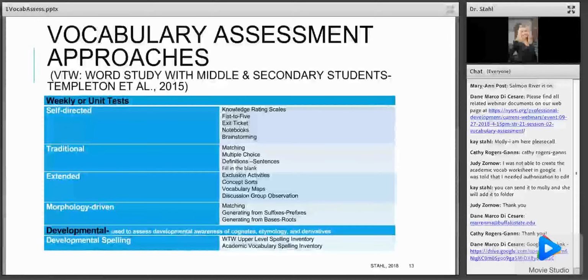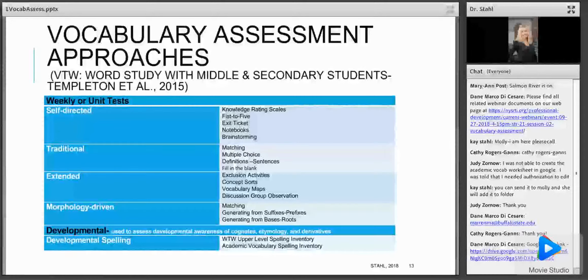All right, so we're going to do some self-directed assessments, which are things like knowledge rating scales, which you happened to do while you were waiting. We will also have Fist to 5, exit tickets, notebooks, brainstorming, all self-directed kinds of assessments. Then, of course, the traditional, we're not going to say any more about that because I'm going to assume that most of you are familiar with those. And then we have extended. I think some of these may be familiar to you, others may not, but you may have used things like concept sorts. You may have used them instructionally. Maybe you've never incorporated them into any kind of assessment of vocabulary growth and knowledge. So we'll be talking about those kinds of things that might be new for you, exclusion activities, which I really am a big fan of.